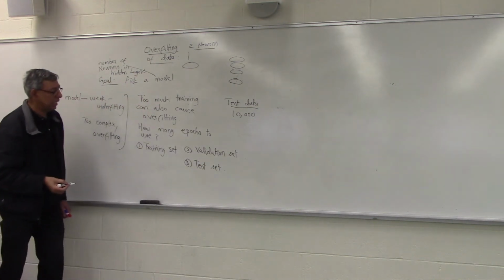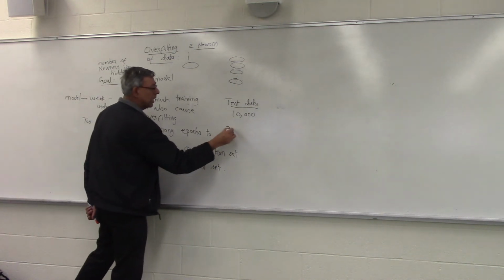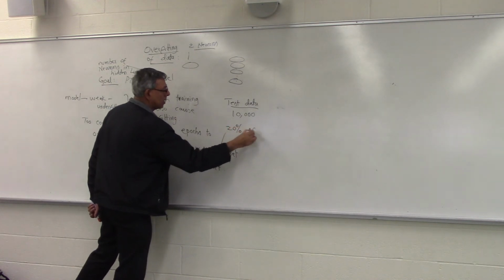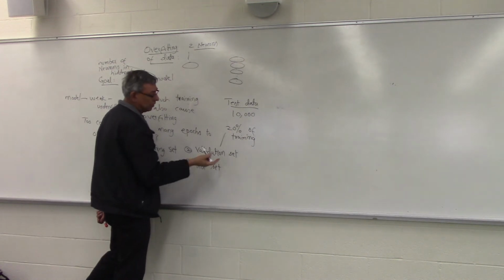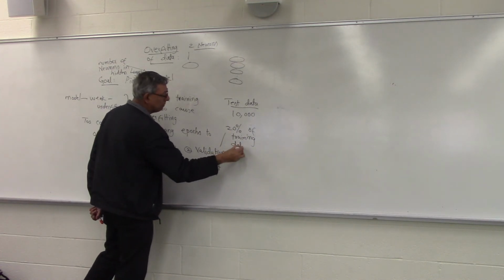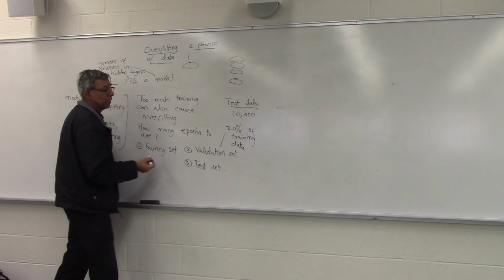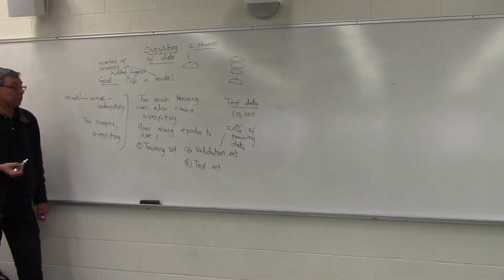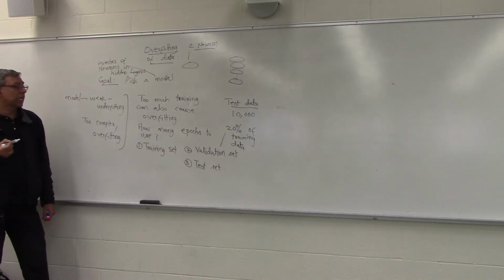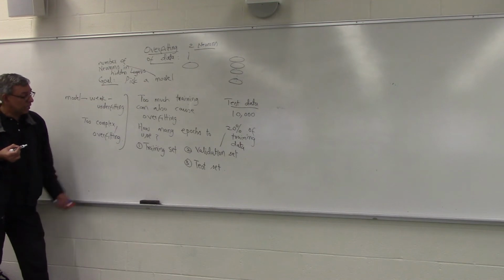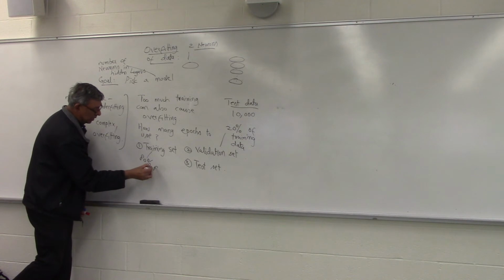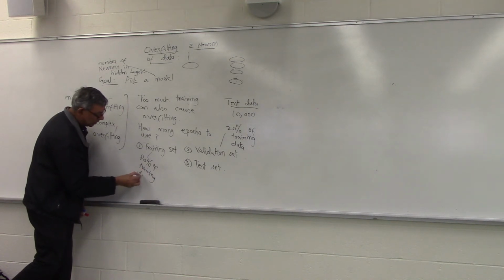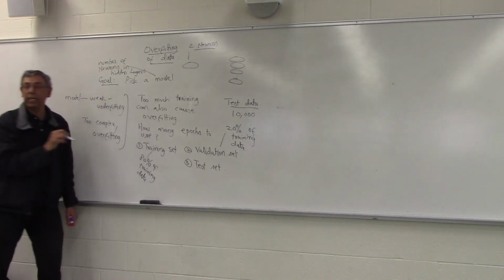Okay, so typically 20% of the training data. And again, there's no hard and fast rule. You can use 30%, 25%, but typically 20% of the training data will be used as validation data. Okay, so 80% of the training data that was given to you, you'll use it for training.